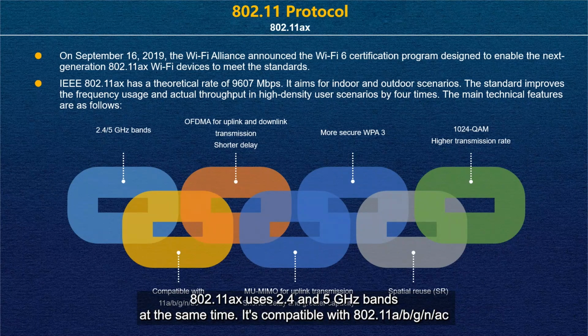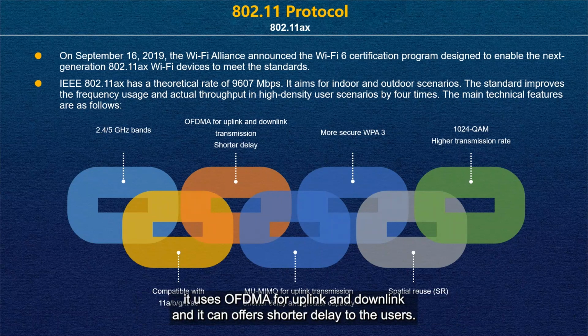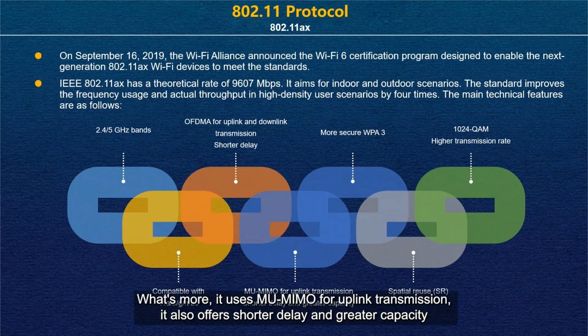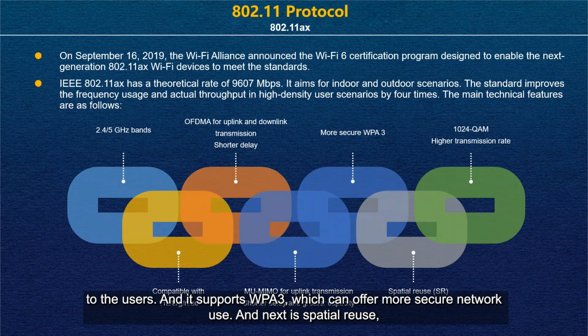.11ax uses 2.4 and 5 GHz bands at the same time. It's compatible with .11a, b, g, n, and ac. It uses OFDMA for uplink and downlink. And it can offer shorter delay to the users. For the mode, it uses MU-MIMO for uplink transmission. It also offers shorter delay and greater capacity to the users. And it supports WPA3, which can offer more secure network use.